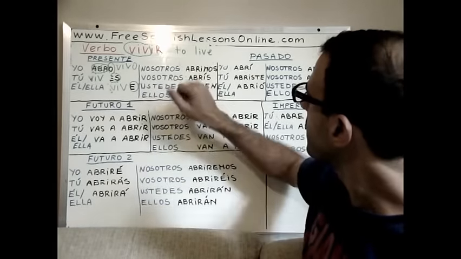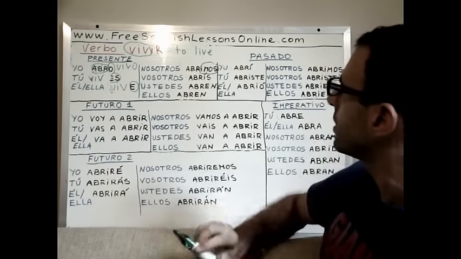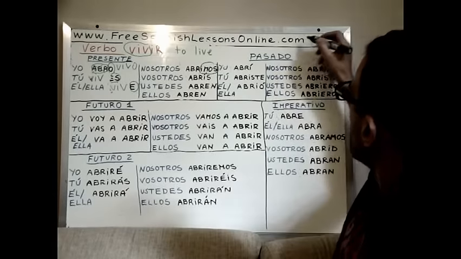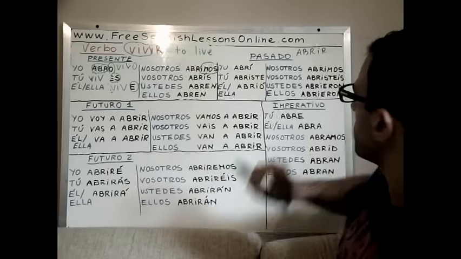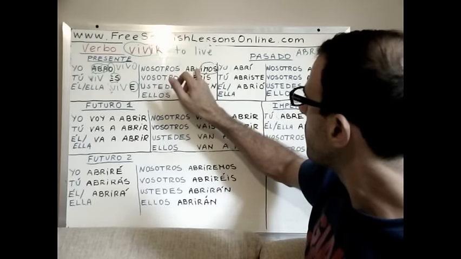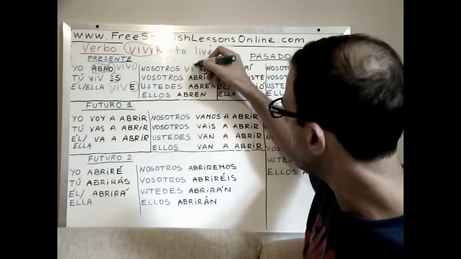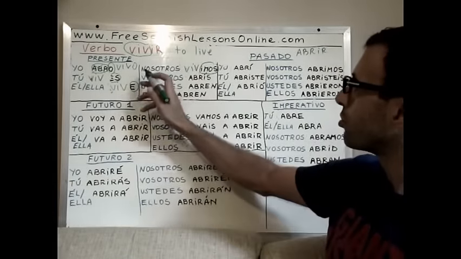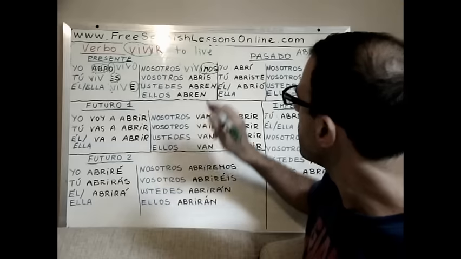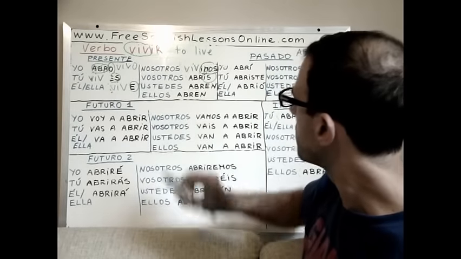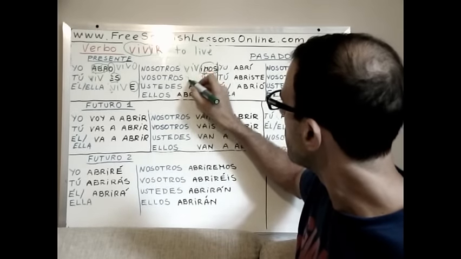Same thing here. The ending is imos, right? And this is the root of the verb abrir, right? So let's replace the root of the verb abrir for the root of the verb vivir. And we have nosotros vivimos. We live. Let's do the same thing with the others. That's the ending that will repeat for all the verbs.